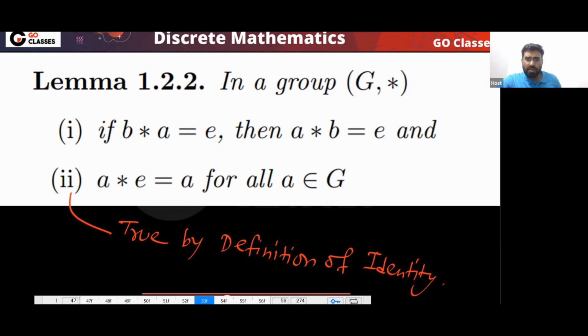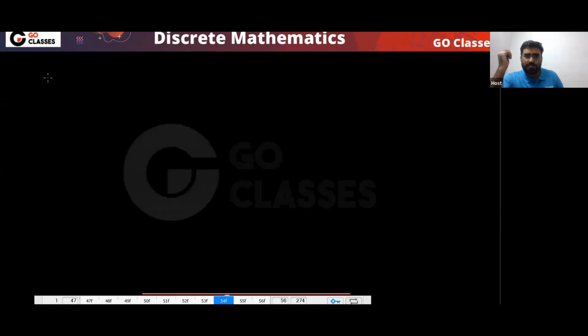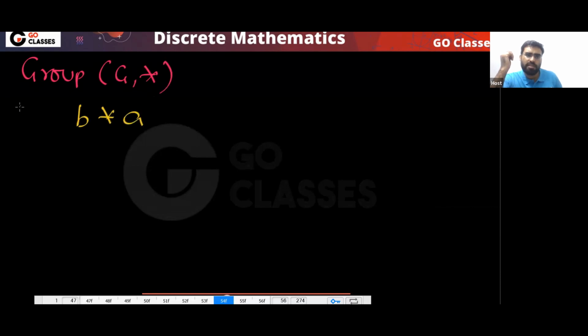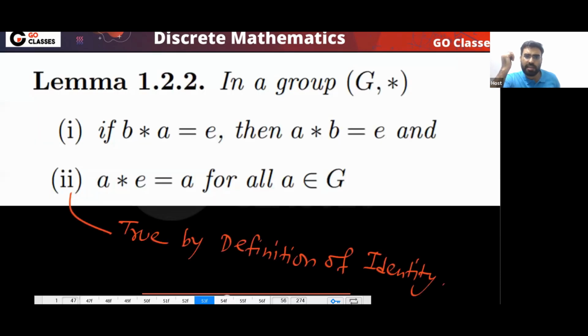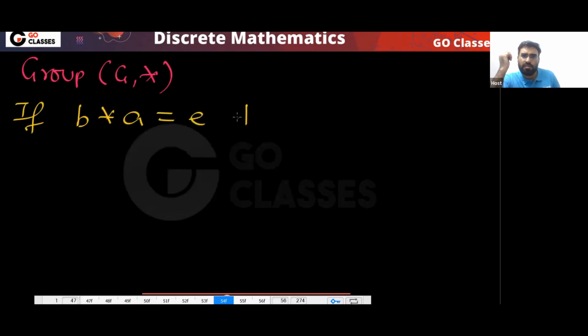And what about this? If B star A is equal to E, then what is A star B? So you have a group. In this group, it is given to you that B star A is equal to E. Then what is A star B? The question is asking this.